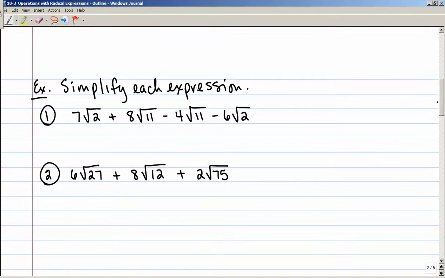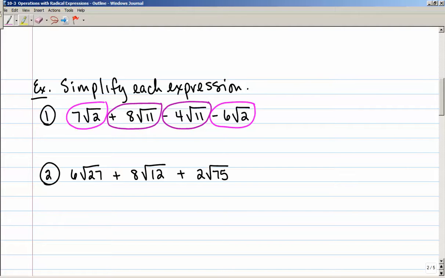Let's take a look at a couple examples here. Number 1, 7 square root of 2 plus 8 square root of 11 minus 4 square root of 11 minus 6 square root of 2. So it's kind of like combining polynomials. We have these two here that have square roots of 2 in them, so those can be combined. And then we have these two expressions that have a square root of 11 in them, so those can be combined. So just combine what looks to be the coefficient, the number in front.